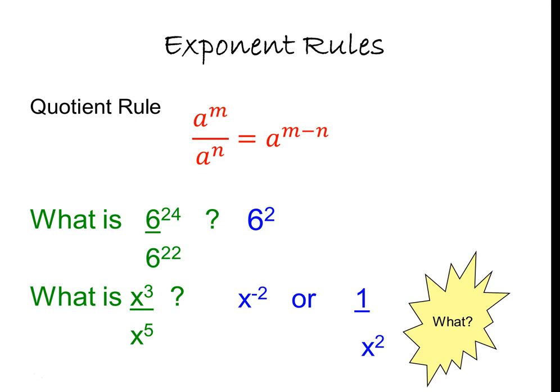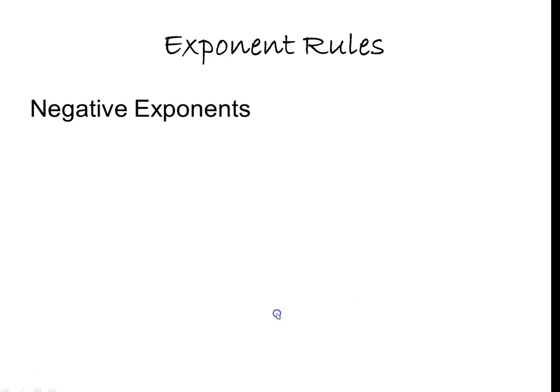Let's use our expanded form again. I have 3 x's on the top. I have 5 x's on the bottom. Probably it occurred to you that we could start canceling. Well, look at that. There's only 2 left, but where are they? They are on the bottom. Okay, so we have something new going on, and that's a negative exponent and what it means.